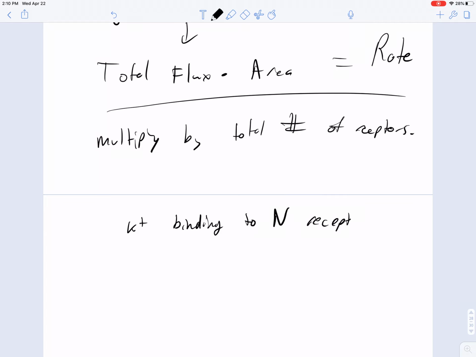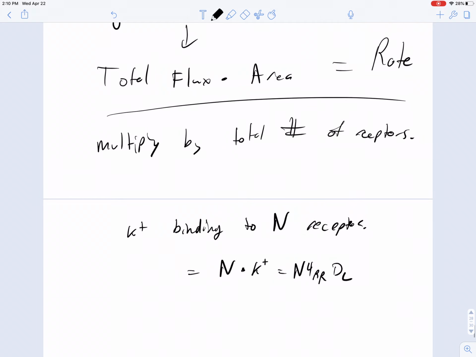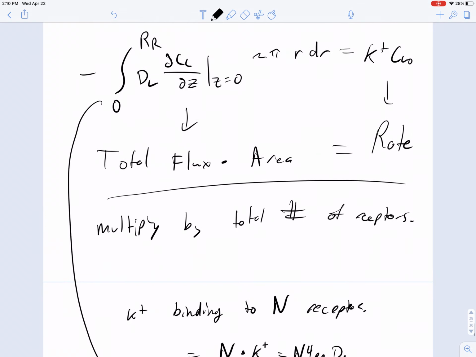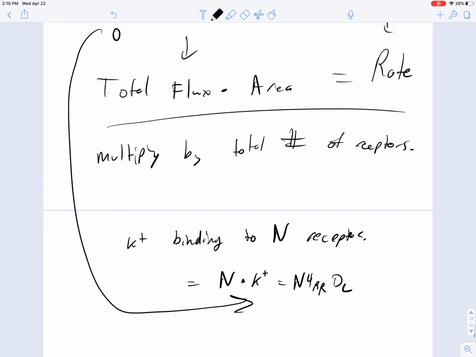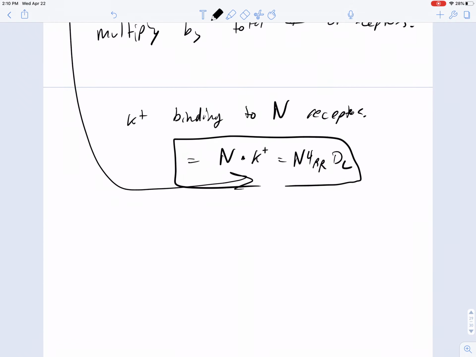So then you have k plus binding to N receptors. This k plus binding is going to be equal to N times k_r plus, which equals N times 4 R_R D_L, which is what you get from the integral of that equation right there. This is the solution: N receptors, 4 R_R D_L, becomes the solution to Weber's disk problem with N receptors. You don't have to know how to derive that.